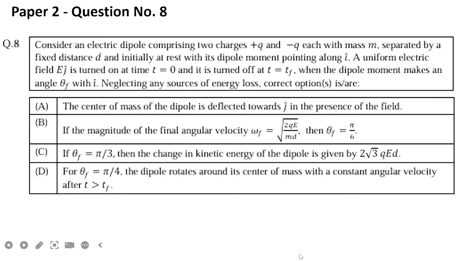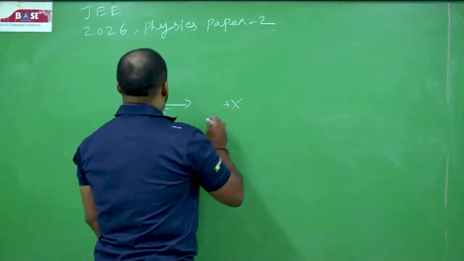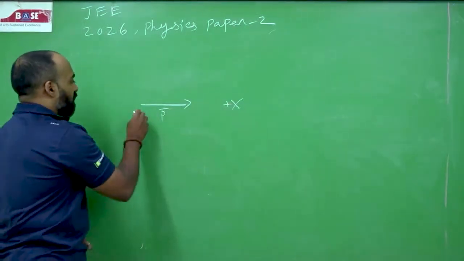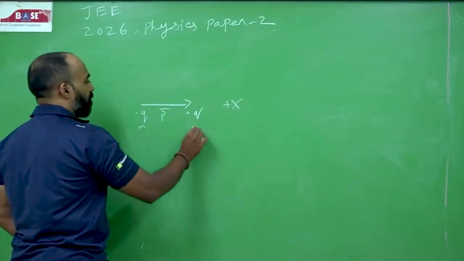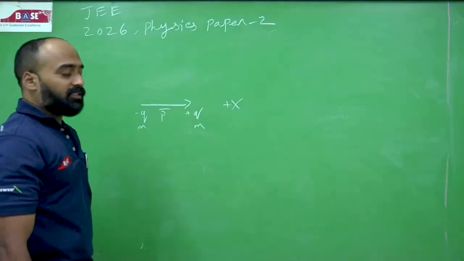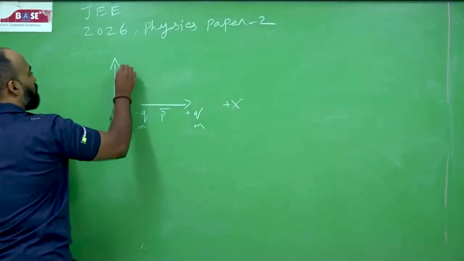Okay. Let's have a look at question 8 from paper 2. One of the more straightforward questions in this paper. This is about a dipole placed in a uniform electric field. The dipole is initially oriented along plus i. The charges are given minus q plus q, and the mass of each of them is m. At t equal to 0, a field is turned on along the plus j direction.